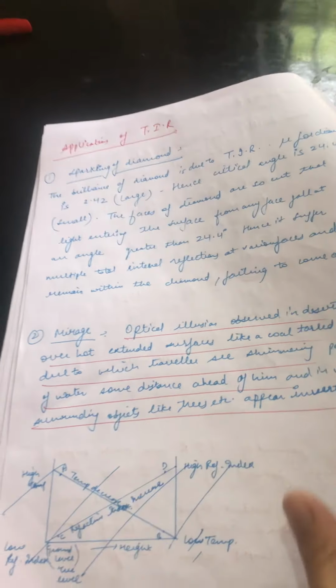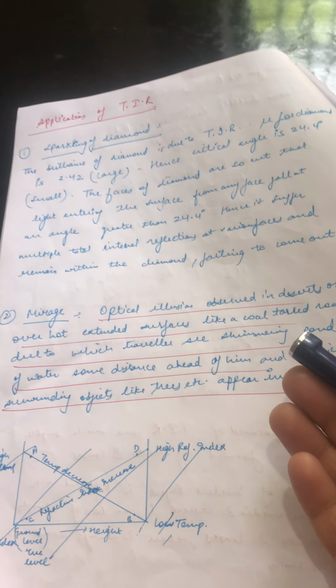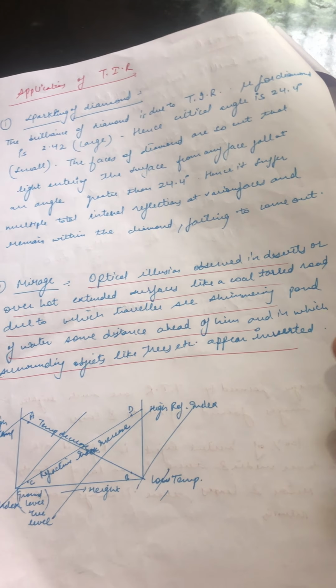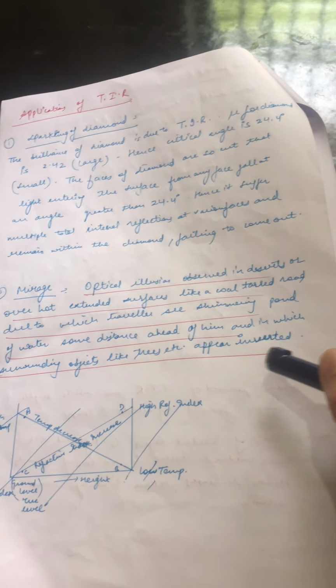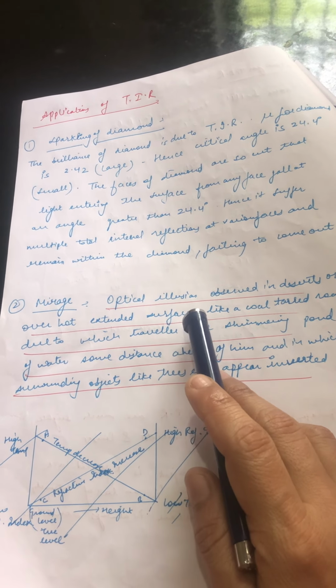Next is mirage. In the case of mirage, there are so many pronunciations for this word. So many other teachers may be using some other word. So you can call it mirage also. So this is actually an optical illusion.